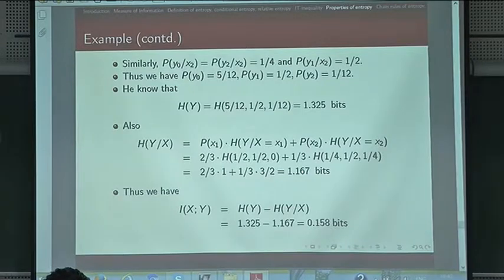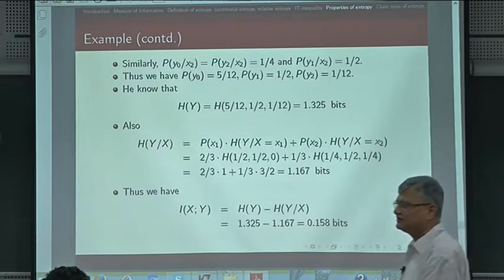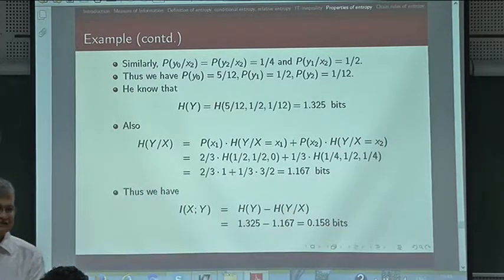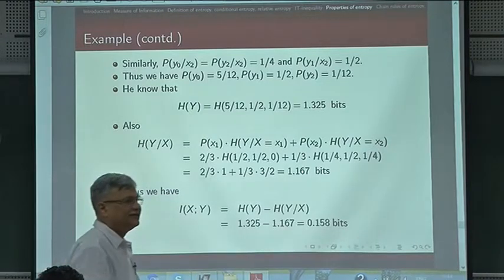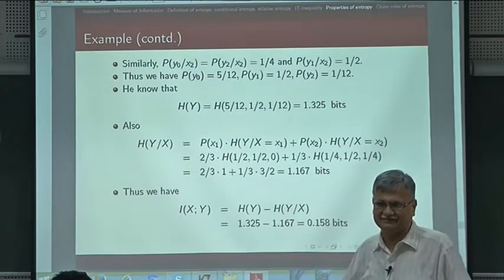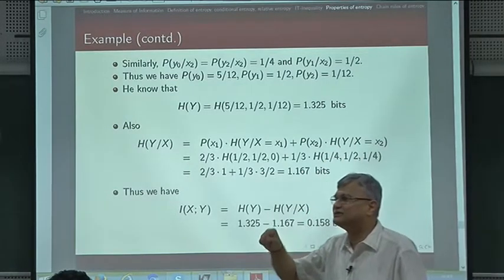And as expected, we are getting a number which is more than or equal to 0, and that number here turns out to be 0.158 bits. So if you are told how many heads the coin has, the information that you have about the face of the die is 0.158. Now this is the power of measuring information.